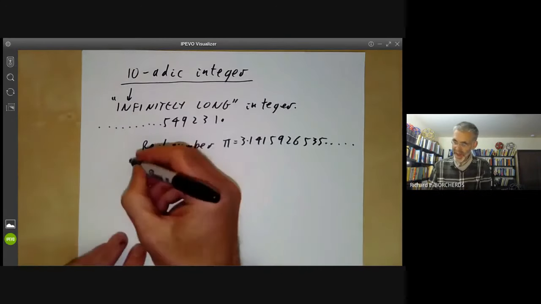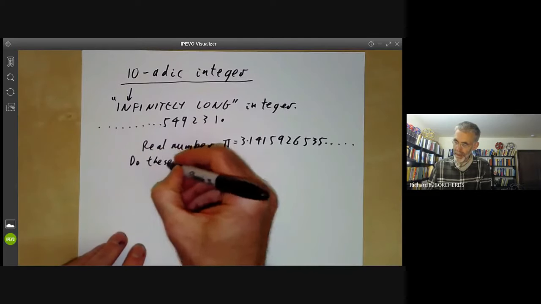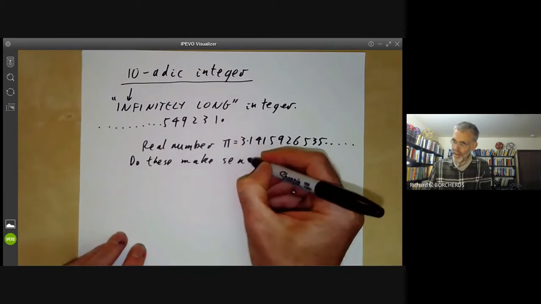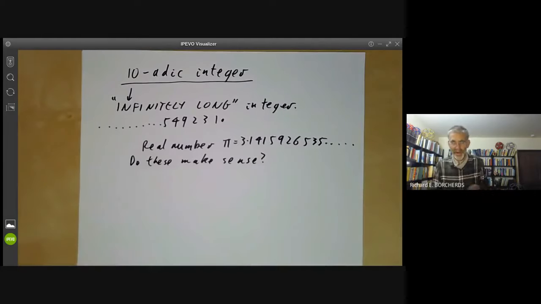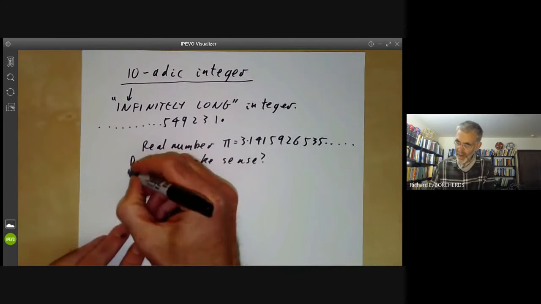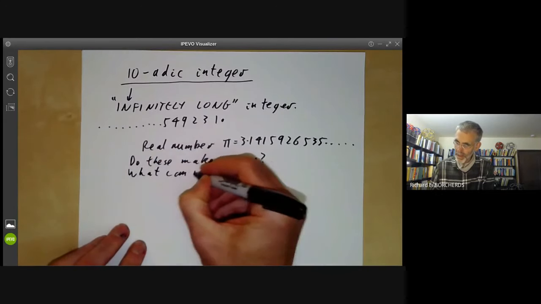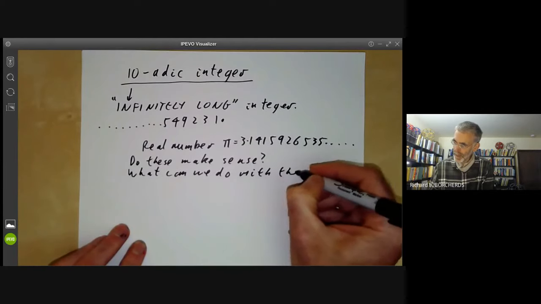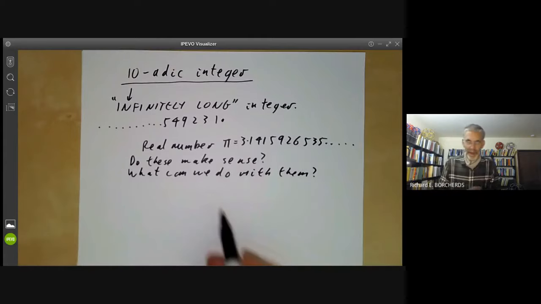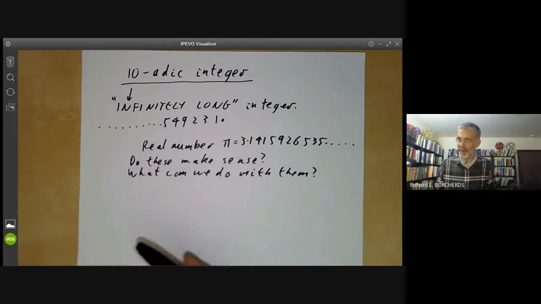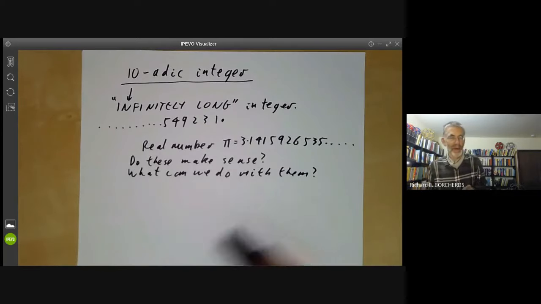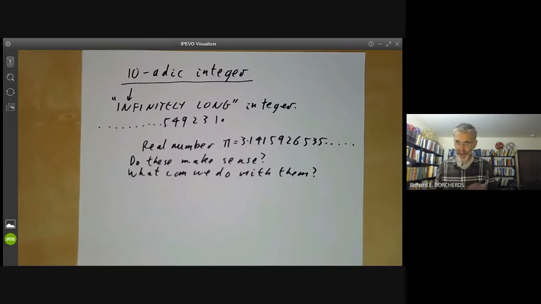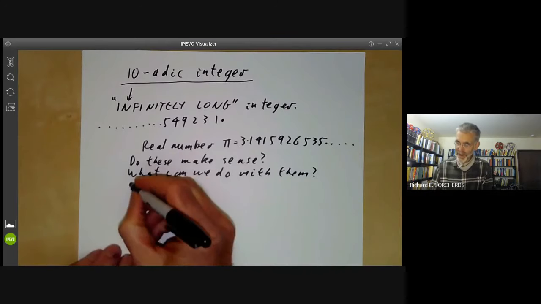And we can ask, do these make sense? And I want to show in this talk that in fact they do make sense. And the first question is, what can you do with them? Well, there's a general theme about 10-adic and p-adic numbers that anything you can do with the real numbers probably has some sort of analogue for p-adic and 10-adic numbers. So let's start with something easy. What about addition?